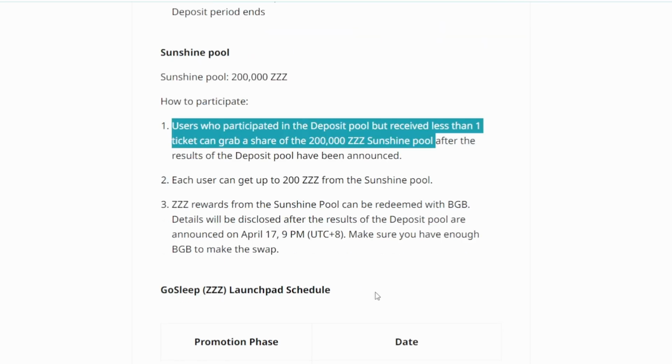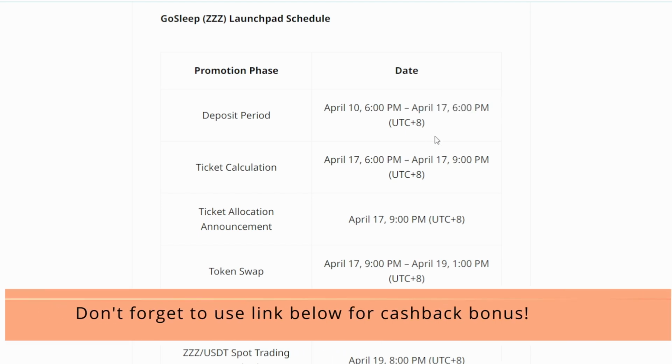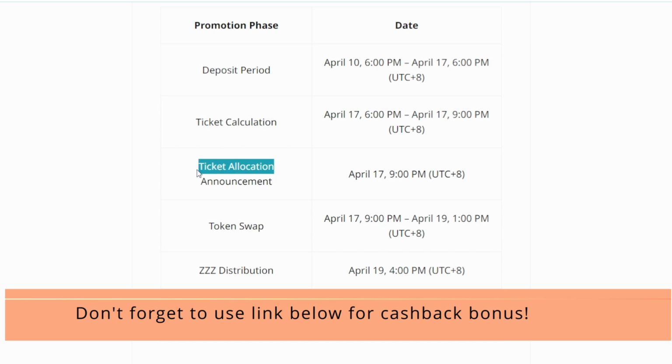As far as this ICO is concerned, the deposit period is going to be from April 10th to April 17th. So for those of you who are interested in this particular ICO and want to register and deposit, you still have 2 more days left. Ticket calculation is going to happen on the same day, April 17th. Ticket allocation is also going to happen on April 17th. Token swap is going to happen between April 17th and April 19th.